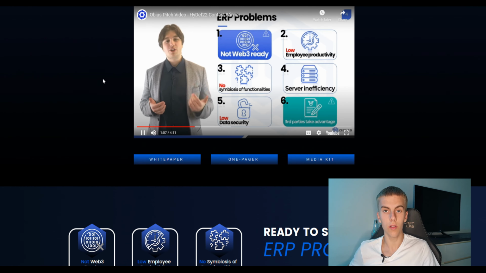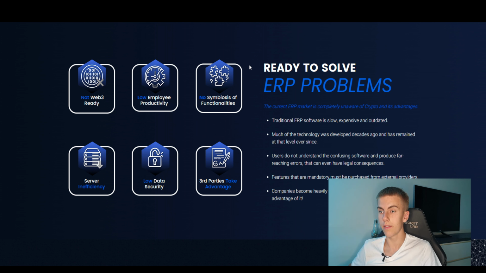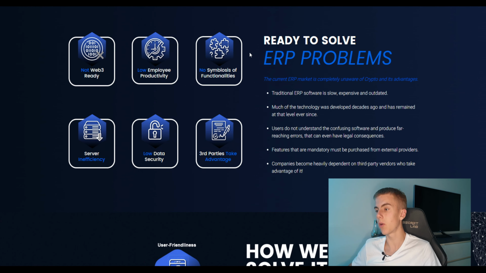If we scroll down a little bit further, we can see some of the traditional ERP problems which are being fixed with Obius. So, first problem, which we already talked about, is that it is not Web3 ready. Second one is low employee productivity, because it is outdated, it is slow, and it is expensive. Of course, there's no symbiosis of functionalities. There's server inefficiency, there's low data security because traditional ERP is very outdated and goes way back, and third parties take advantage of it. So the current ERP market is completely unaware of crypto and its advantages.